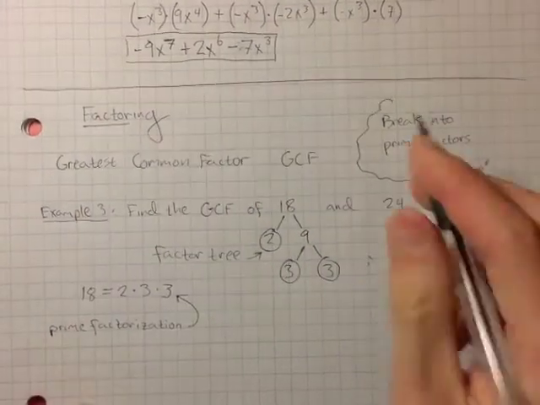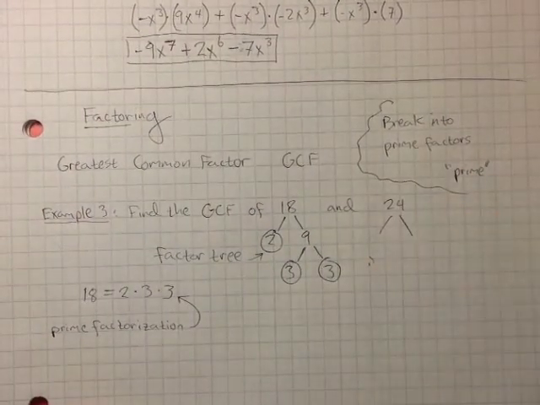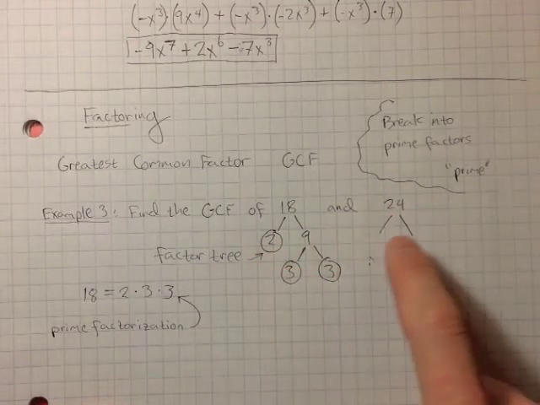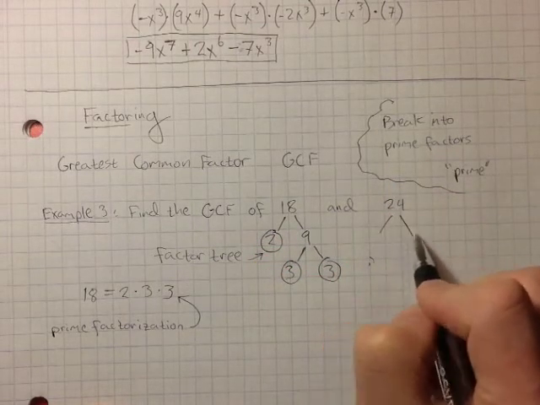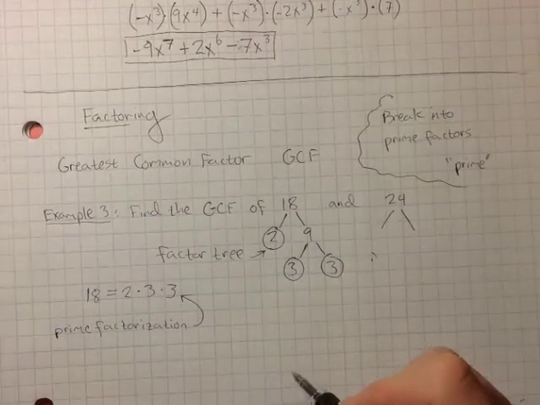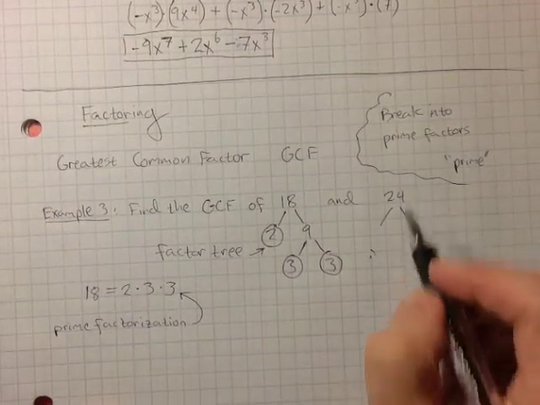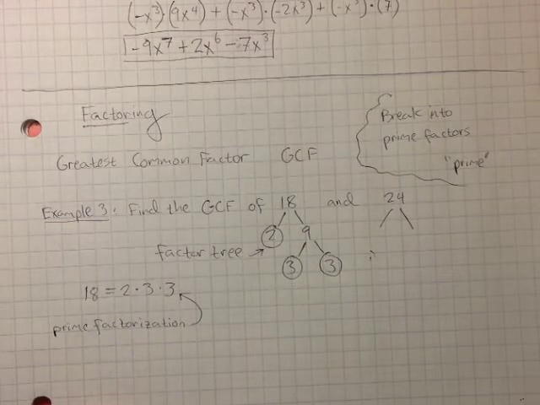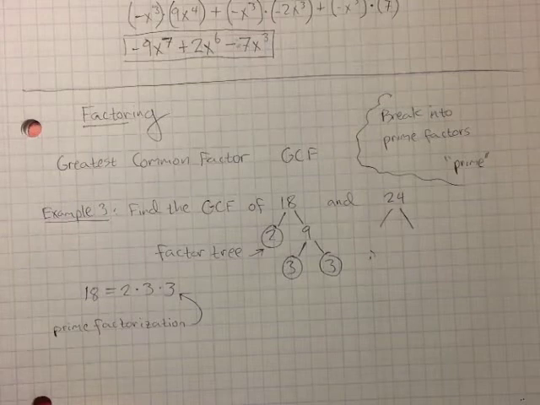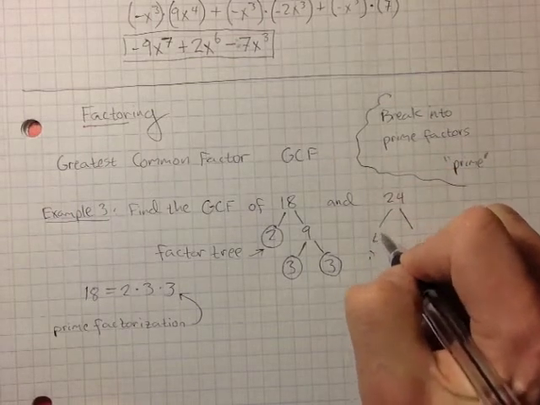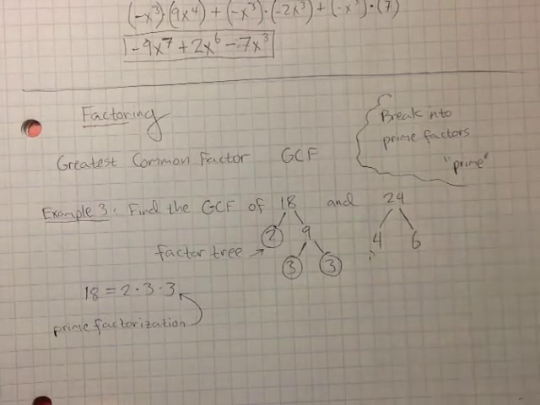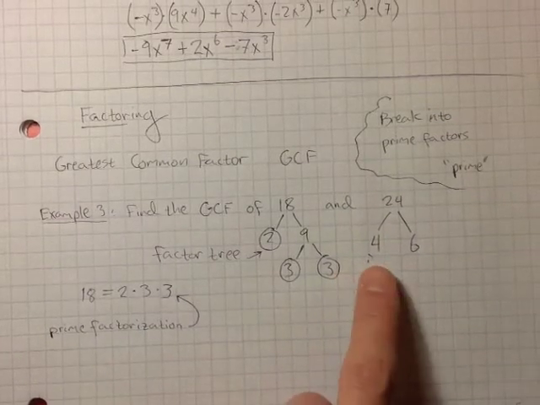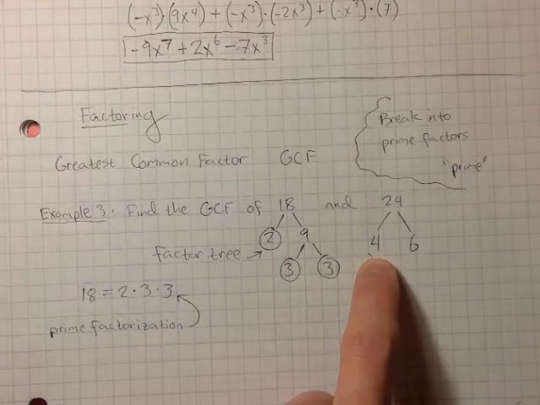Now let's do the same exact thing for 24. Okay? So the first step to breaking 24 into its prime factors is to draw two lines beneath it and ask ourselves, what two numbers can I multiply to get 24? Any two numbers that I can multiply to get 24. How about 4 and 6? 4 times 6 gives 24. Now, let's look at the 4. What two numbers can I multiply to get 4?